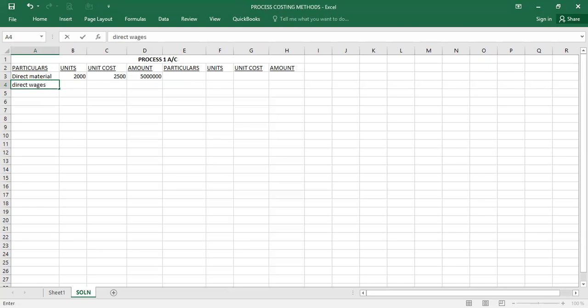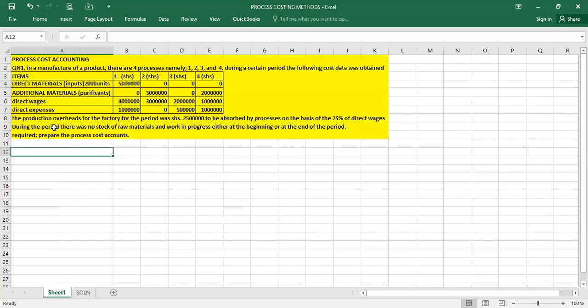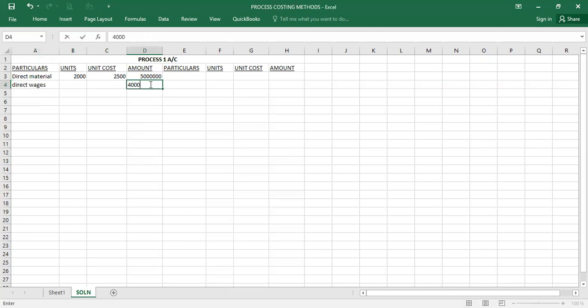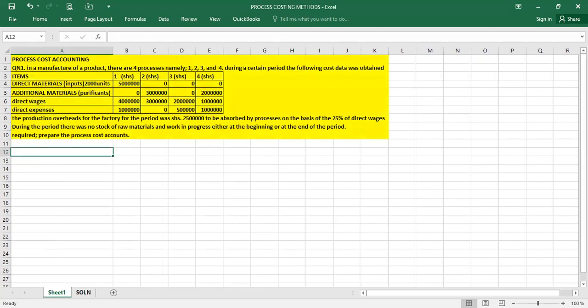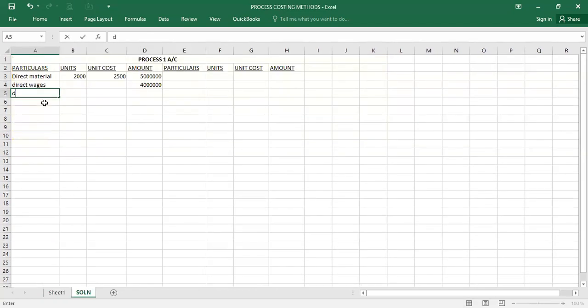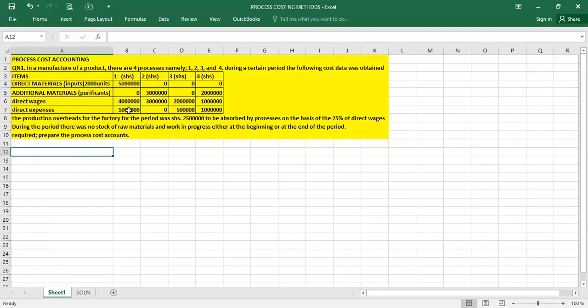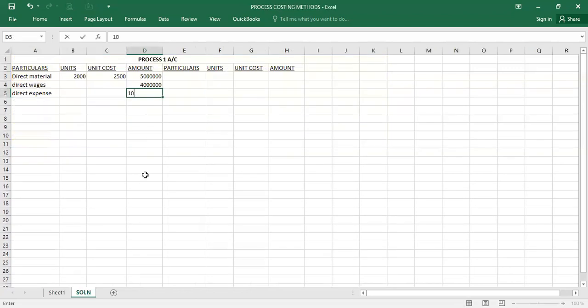Direct wages, which was given to us as 4 million. Then we have the direct expenses, which are 1 million.